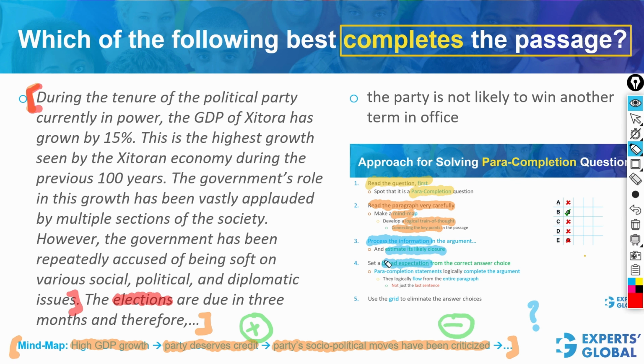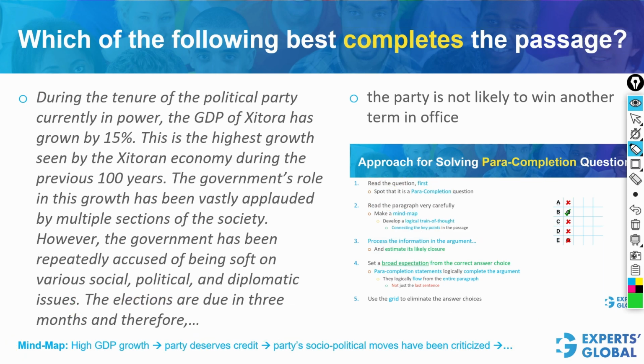Remember, our expectation from the correct answer choice needs to be broad. It's always good to think in terms of what the correct answer choice must do, and it is not advised to think in terms of how it must do so, because there could be many ways in which this how can cater this what. So please think in terms of what, do not think in terms of how. So our broad expectation here is an answer choice that does justice to the positive part of the paragraph as well as the negative part of the paragraph in terms of talking about the elections here.